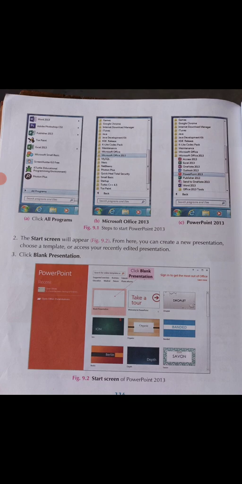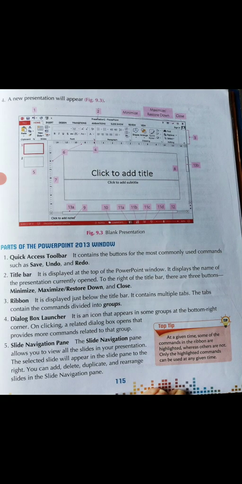So now students, today we will go to another topic, that is the parts of the PowerPoint 2013 window. So the parts of the PowerPoint window you will get on page number 115. Everyone take out page number 115. There you see on page number 115, the first part of your PowerPoint window is the Quick Access Toolbar.